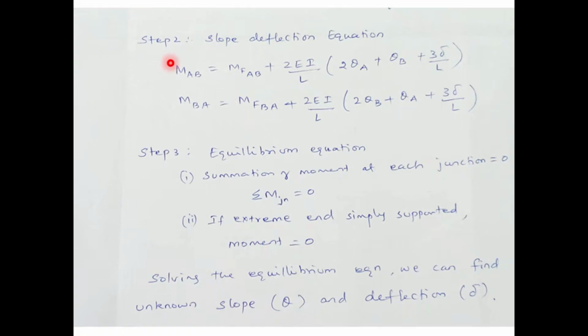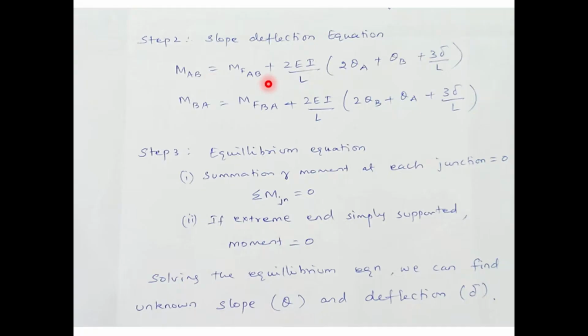So we'll consider member AB. MAB is equal to MFAB plus 2EI by L into (2 times theta A plus 1 time theta B plus 3 delta by L). Here, 2 times theta A, because we are finding the moment at A point for the AB member. So for the first joint we have to use 2 times slope, and for the second joint 1 times slope. Theta A and theta B are the slope at A point and slope at B point. Delta is the deflection. L is the span of the member. E is Young's modulus, I is moment of inertia. MFAB means fixed end moment for the AB member.